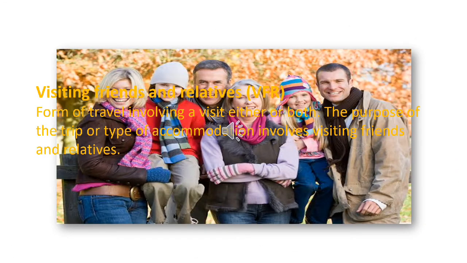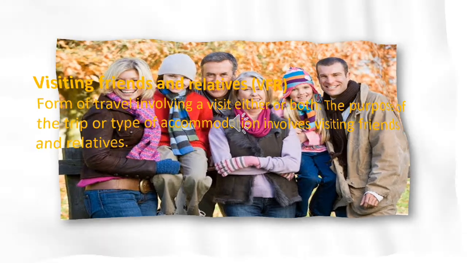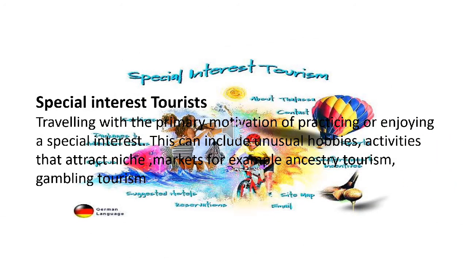Visiting friends and relatives, VFR, is a form of travel involving a visit to friends, relatives, or both. The purpose of the trip or the type of accommodation involves visiting friends and or relatives. Special interest tourists travel with the primary motivation of practicing or enjoying a special interest. This can include unusual hobbies, activities that attract niche markets. For example, ancestry tourism, gambling tourism.